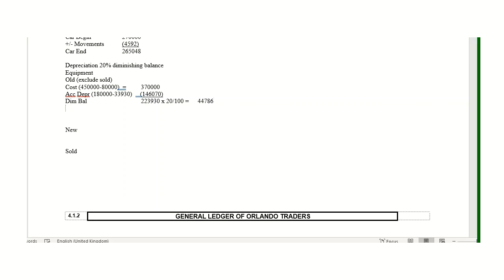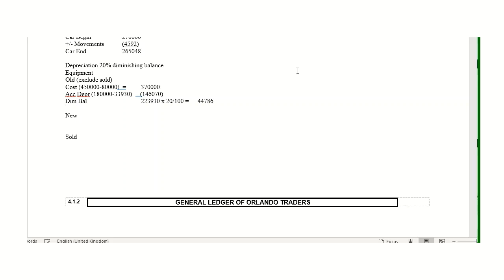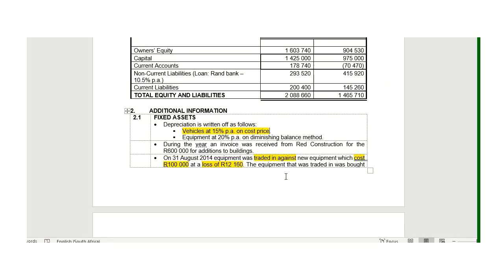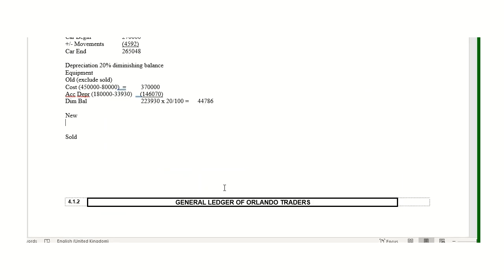To that, I've got to add the new. Now the new, I must go look at what was the new. The cost of the new was 100,000, and it was bought on 31st of August. Both those bits very important. So the cost was 100,000. On that, I've got to work out 20%, but I cannot work it out for a full year. I did not buy it at the beginning.